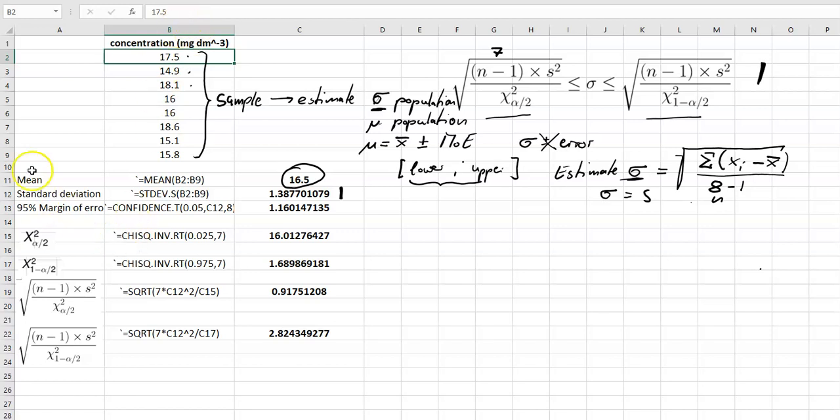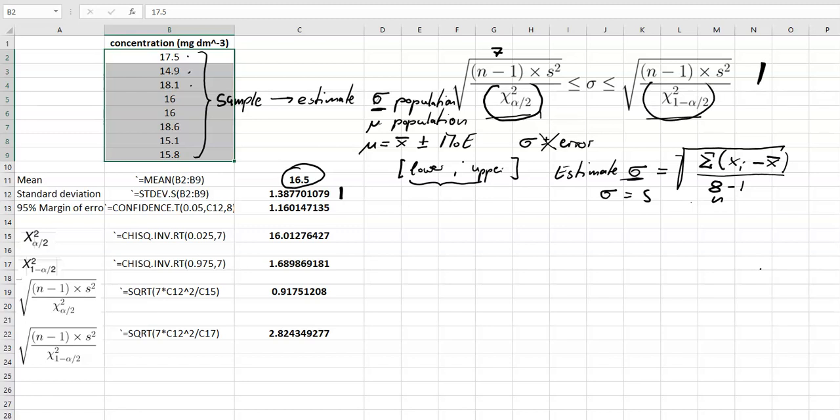Just as a reminder, we can do that by using the stdev.s function, and that's the s, that is very important, and we just simply highlight the cells that we want to be calculated. So that would be B2 to B9, and we get this as the estimated standard deviation of the population. So we've got that. So really what we need to figure out is just this value, and then we've got everything for our calculation.